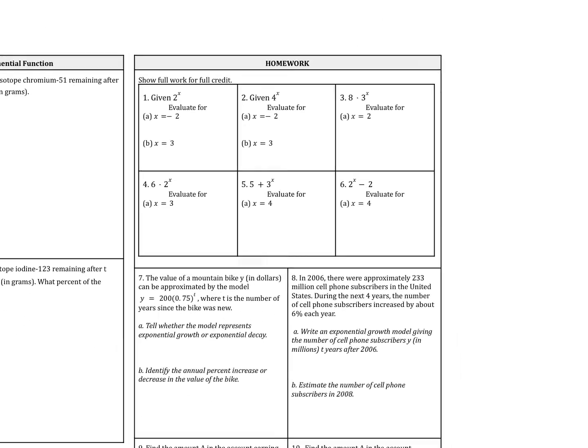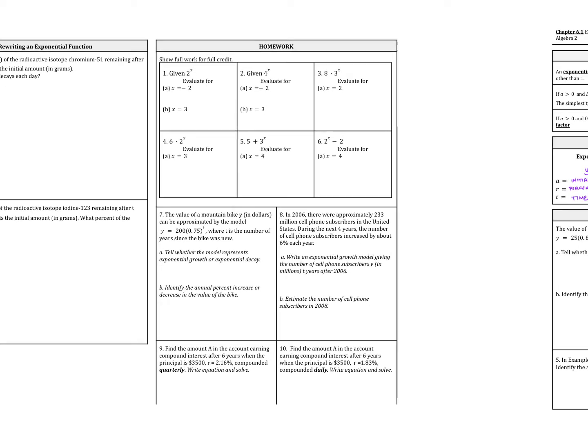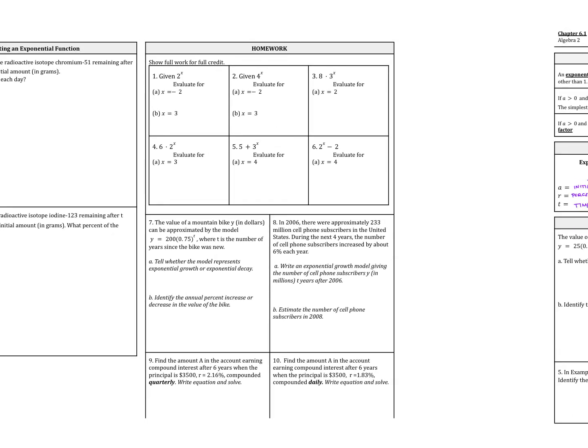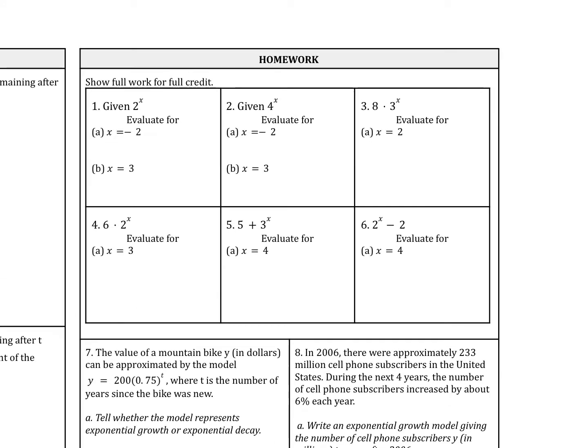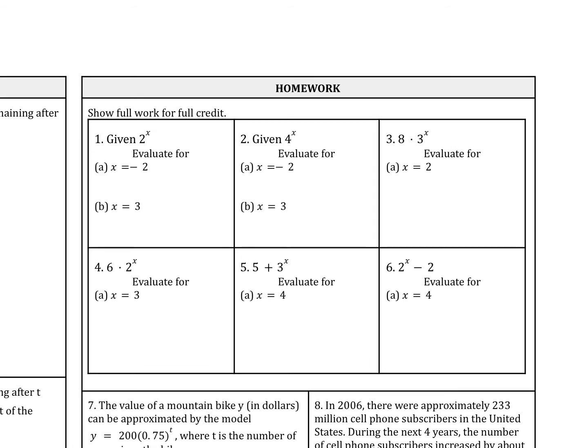So here is the homework, 1 through 10. Now, just to kind of help you out, I'll do the odds here, just if you're not sure how to do these problems. So if you're given 2 to the x, evaluate for when x is -2 and x is 3. So all you're going to do is plug in the value that they give you into the function. So for example, we have 2 raised to the -2, right?